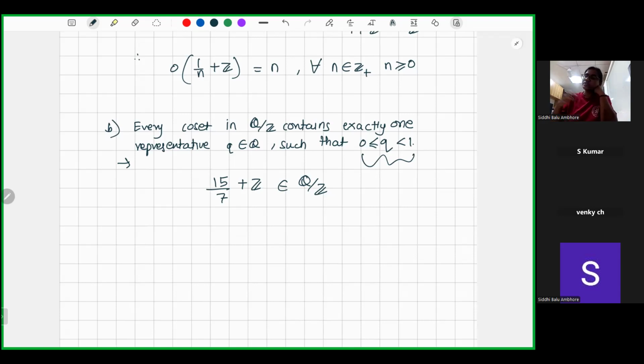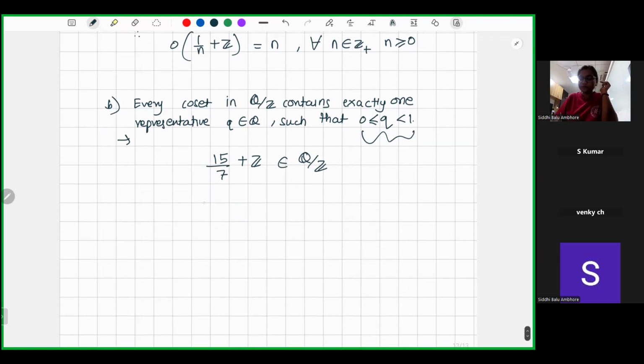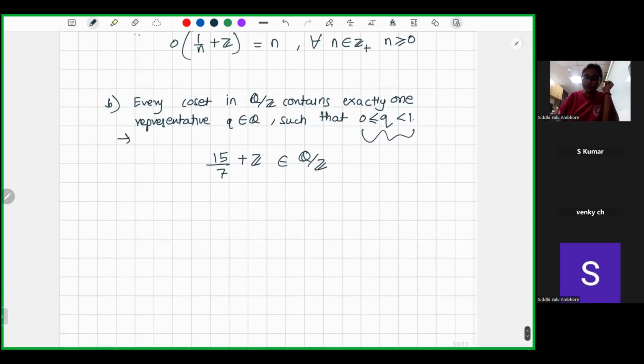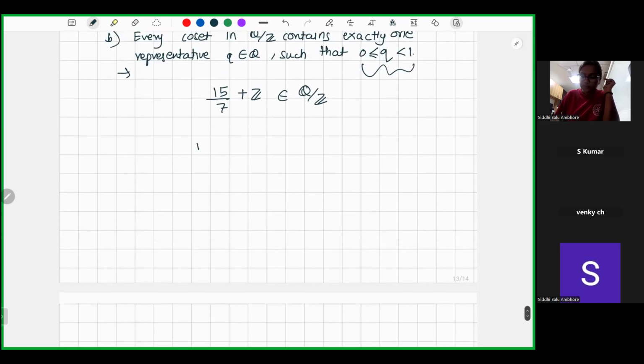For 0, we are discarding 0. Forget about 15 by 7; in general, I have elements of this form, m by n plus Z in Q mod Z, and this I consider non-zero. When I say this is non-zero, this means that n does not divide m. This is clear? m can divide n, that's not a problem.